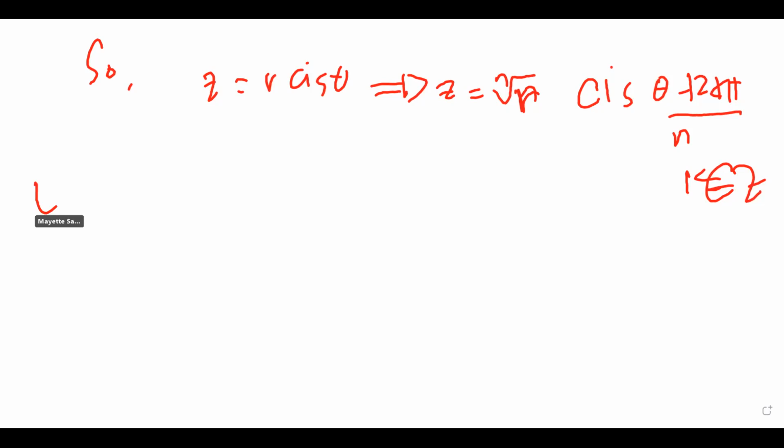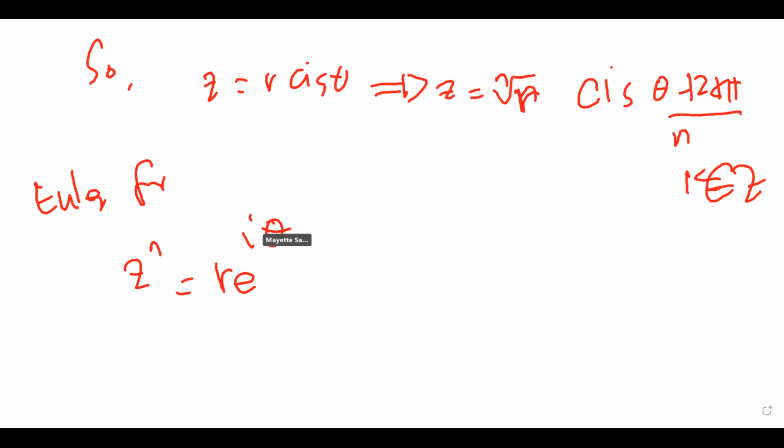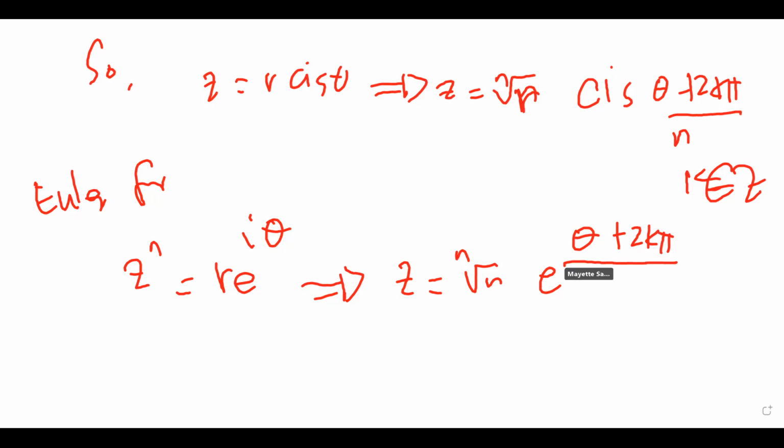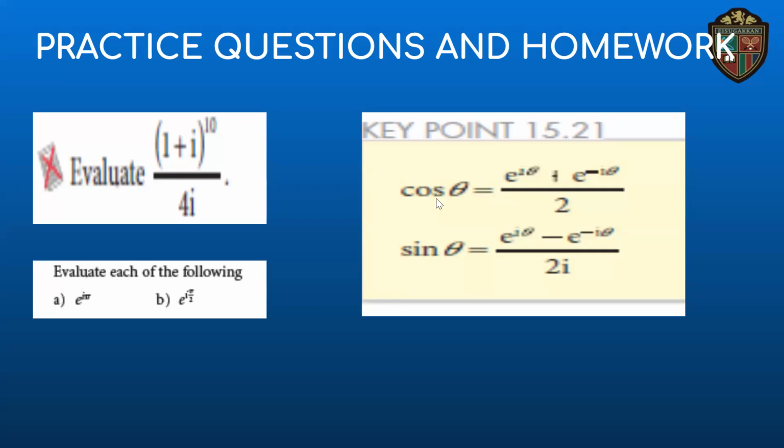In Euler form, z^n is equal to r e^(i theta), and this will give us z is equal to the nth root of r, e to the i, so the angle now is theta plus 2k pi over n. Okay, so let's go back to this part over here.